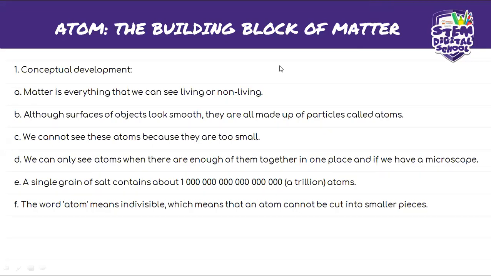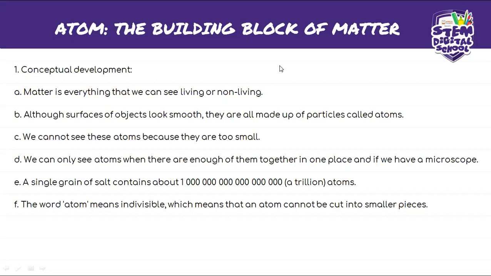So we're saying matter is everything that we can see, living or non-living. Although surfaces of objects look smooth, they are all made up of particles called atoms. We cannot see these atoms because they are too small. We can only see atoms when there are enough of them together in one place, and if we have a microscope.